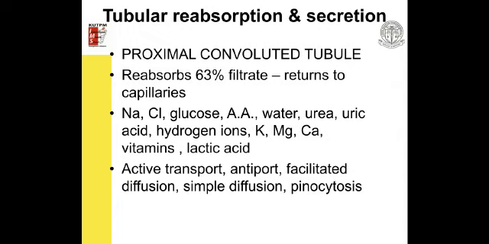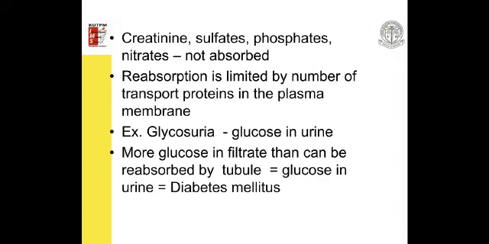Here, sodium chloride, glucose, amino acids, water, urea, uric acid, hydrogen ions, potassium, magnesium, calcium, vitamins, and lactic acid are all reabsorbed back into the capillaries. This is assisted by active transport, antiport, facilitated diffusion, simple diffusion, and pinocytosis. These are the transport mechanisms. Creatinine, sulfates, phosphates, and nitrates are not reabsorbed. The reabsorption is limited by the number of transport proteins in the plasma membrane.